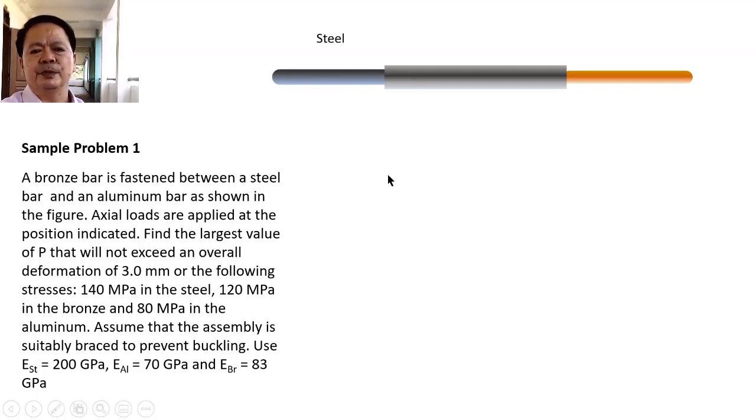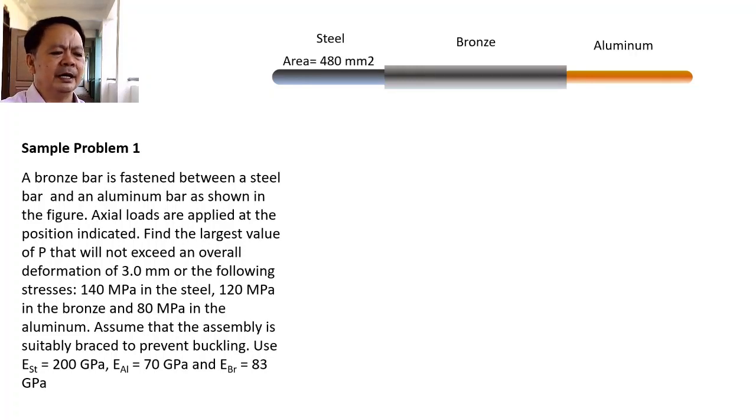The bar consists of the steel, bronze, and the aluminum. The cross-sectional areas are indicated such that the steel has a cross-sectional area of 480 millimeters square, while the bronze has a cross-sectional area of 650, and the aluminum has a cross-sectional area of 320 square millimeter.